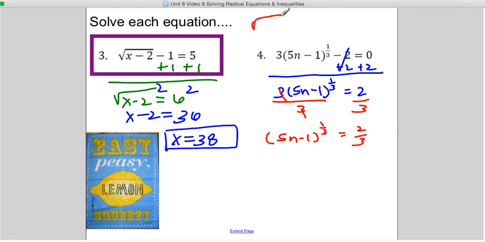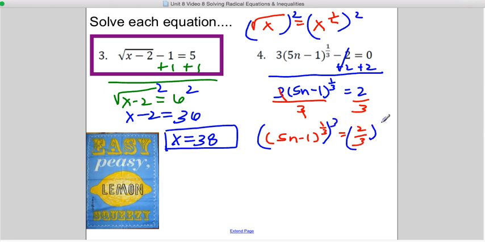Now, remember the square root of x is really equal to x to the 1/2. And to undo it, you take it and square it. So in order to undo something to the 1/3, you're going to take it to the 3rd power. 1/3 times 3 is 1, so now I have it to the 1st power. So I have 5n minus 1 is equal to 2 to the 3rd, which is 8, over 3 to the 3rd, which is 27.